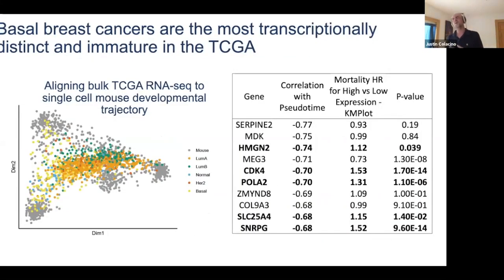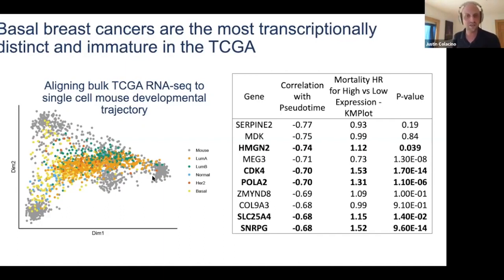Taking what we knew about the stemness signature that we're picking up across the development, we wanted to then interrogate how human cancers look if we align these cancers on top of that same mouse developmental axis.